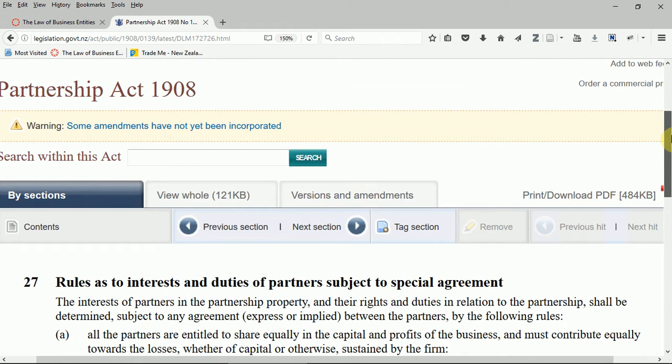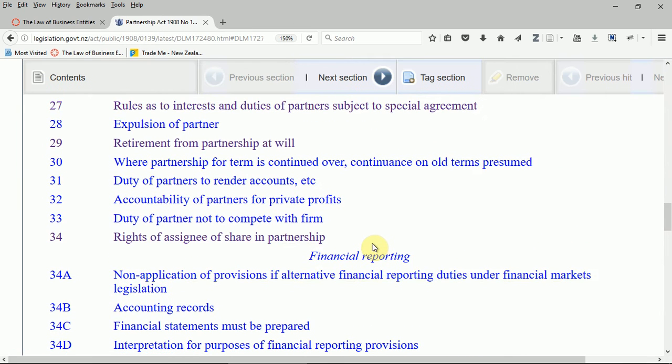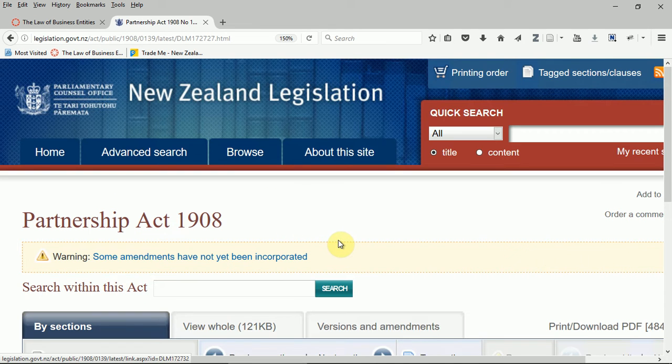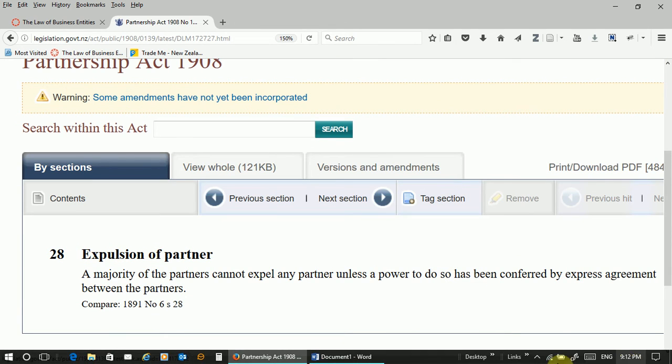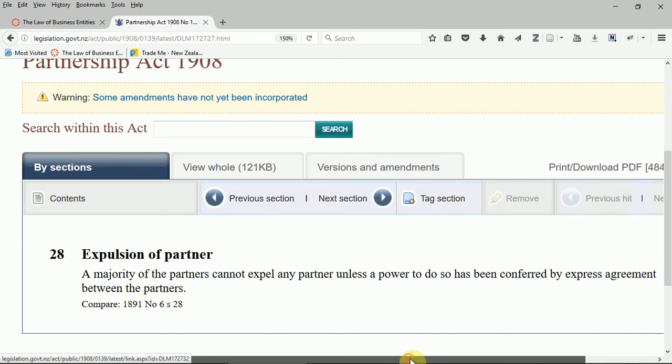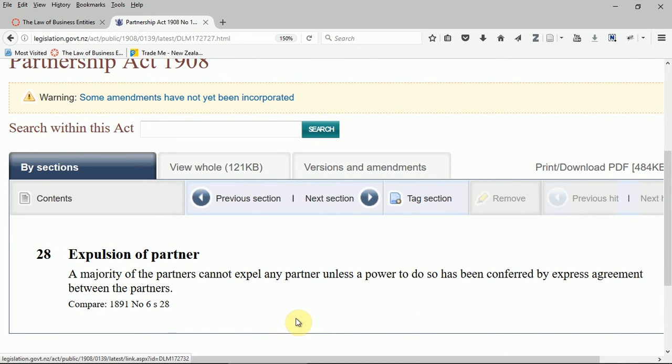Now, if we go back to the contents, past section 27, you can see other rules which are useful. Expulsion of partners. Should we be able to remove a partner we don't like or for other reasons? The default answer is no, and if that's left that way, the only way you can expel a partner is either get their agreement or go to court and have the partnership dissolved. You can't ask the court to remove that person, you can only ask the court to dissolve the partnership, which of course is disastrous for the business.